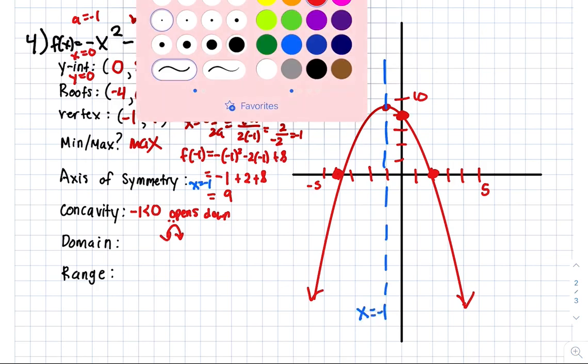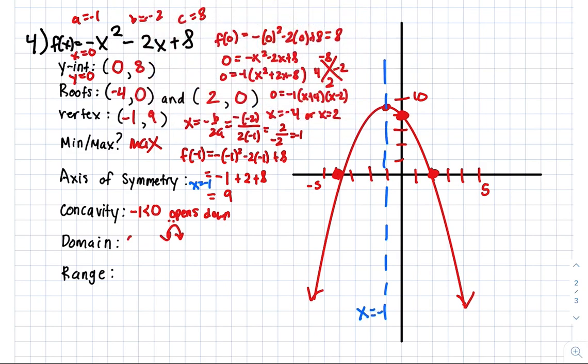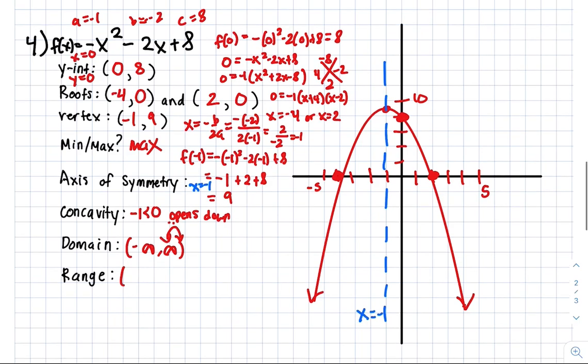Okay. Domain. How far left is this graph going? Negative infinity. How far right? It is going positive infinity. Okay, range. What is the lowest it is going? It's going negative infinity. What's the highest point? Your vertex was negative 1, 9. And 9 is the highest point, bracket.